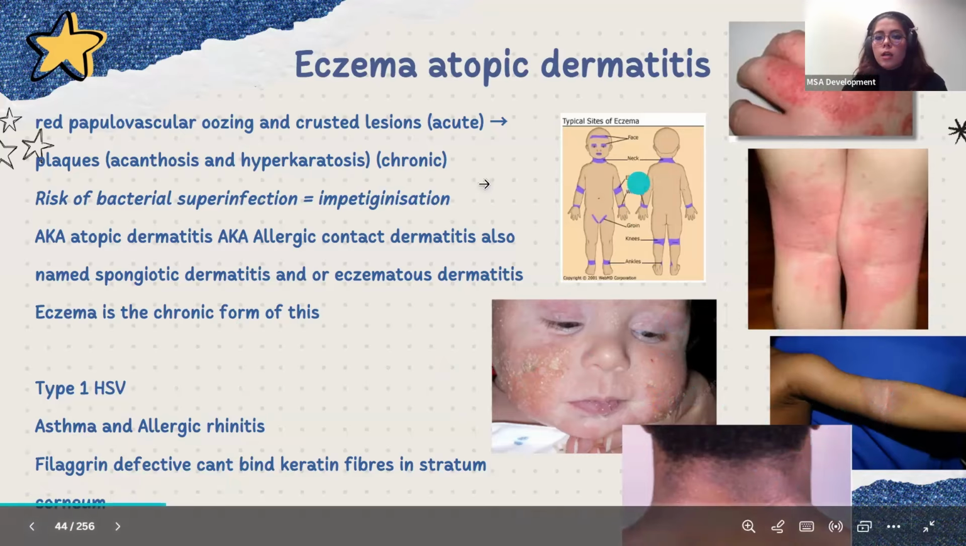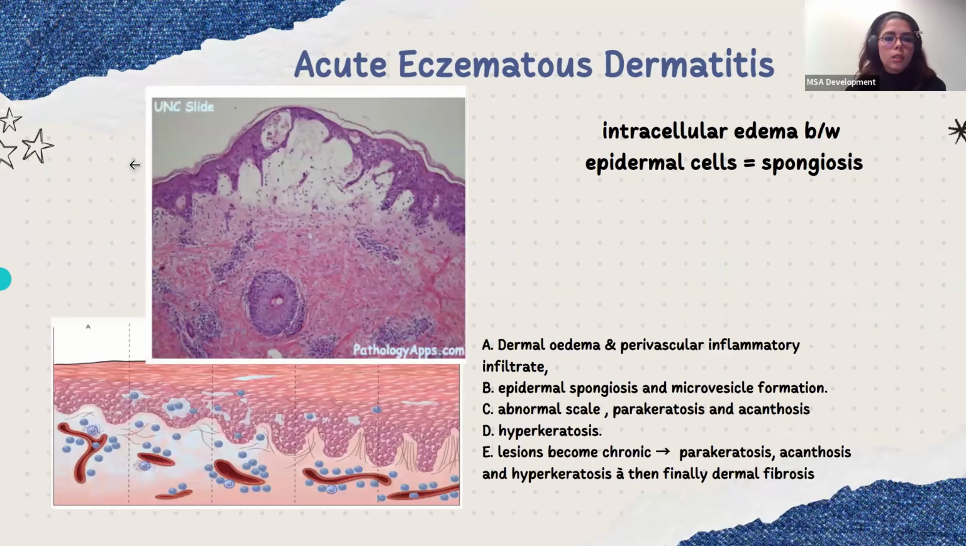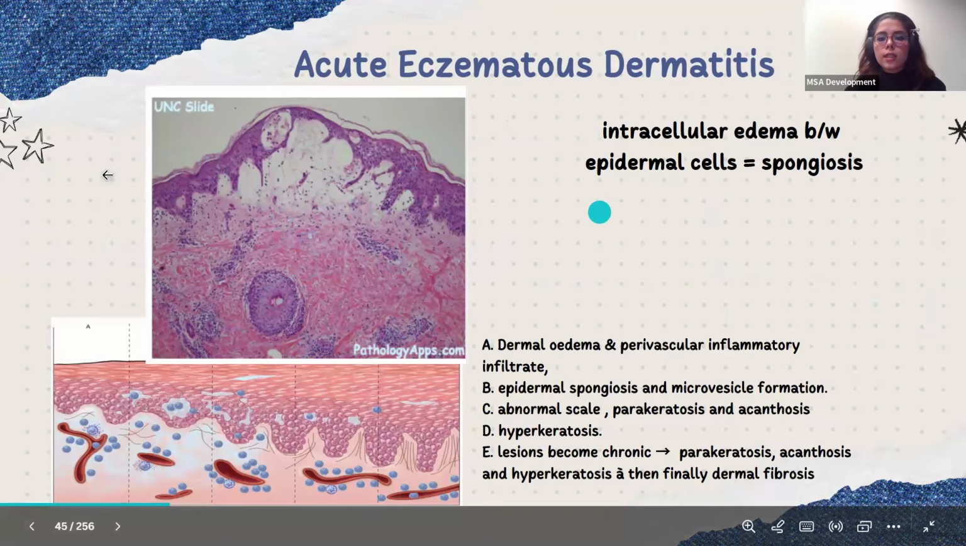These are chronic. And for eczema, they're usually found in flexor regions, so just keep that in mind. This is what it looks like. These are the common sites in a baby. These are the histiocytes.